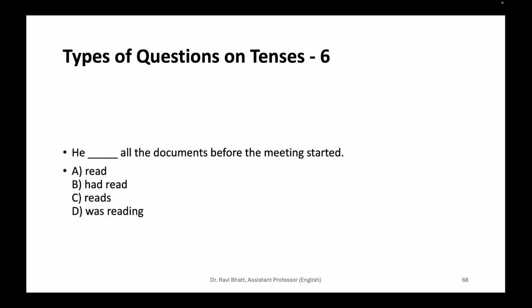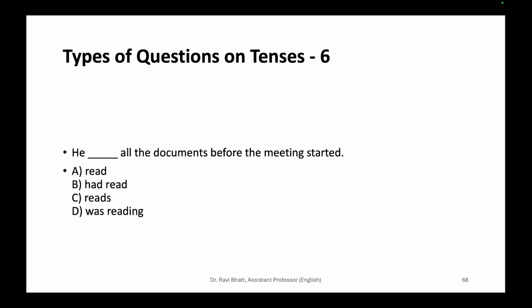Now, there are two actions happening here. The first action is that Rakesh had read the documents, and the second action is the starting of the meeting. Since two actions are happening, from the outset of the sentence it could very clearly be comprehended that Rakesh had already read all the documents before the meeting began, or before the meeting started. So there are two actions happening.